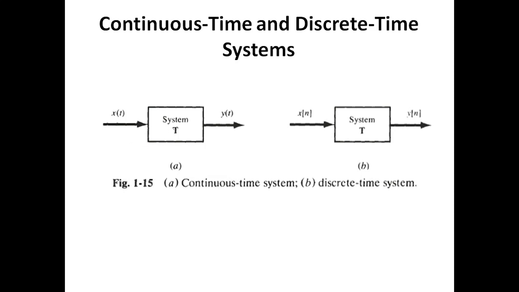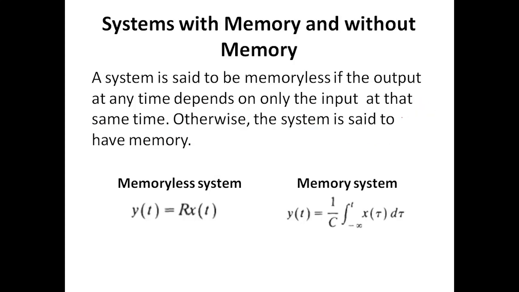The continuous time system would take input as continuous time signals, and the output that will be generated is also a continuous time signal. Whereas in discrete time systems, input is discrete, and output is also discrete.